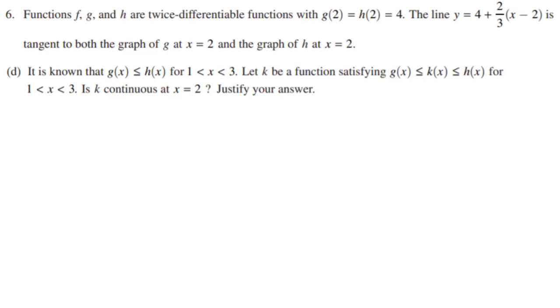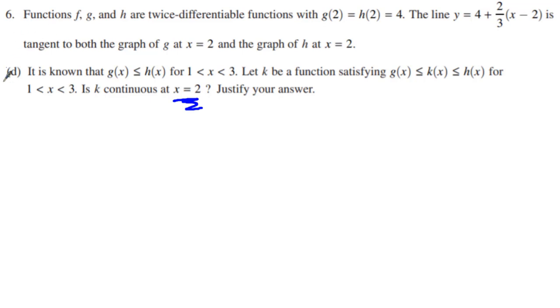And so we are right here. It says it's known that g of x is less than h of x from 1 to 3. Let k be a function satisfying g of x is less than or equal to k of x, which is less than or equal to h of x for 1 to 3. And we want to know, is k continuous? Is k continuous? And we have to kind of explain our answer.